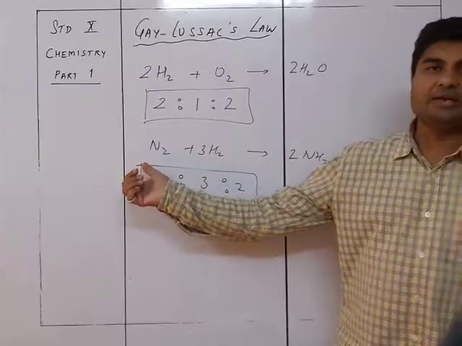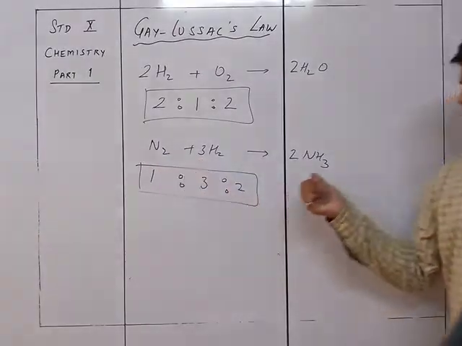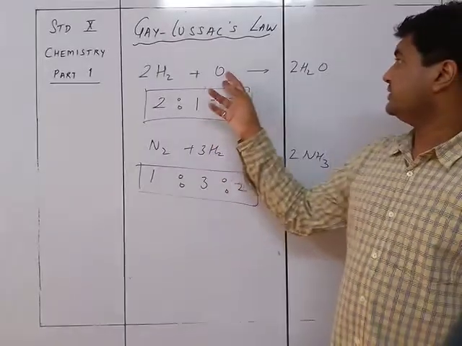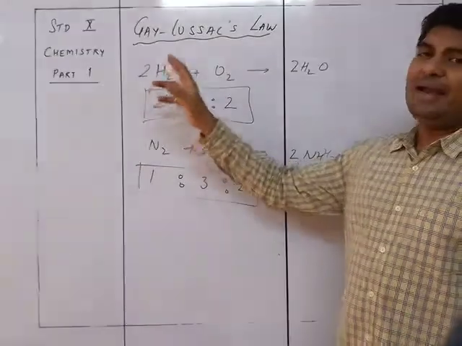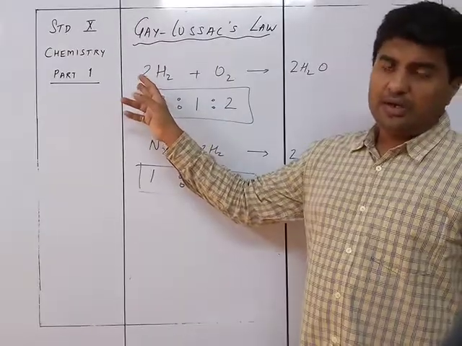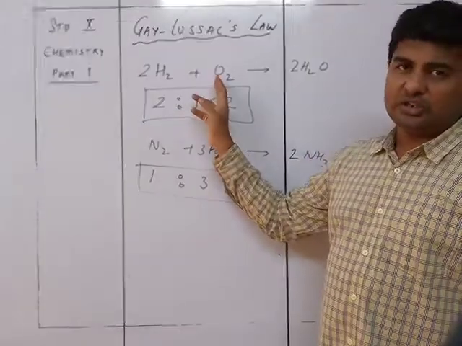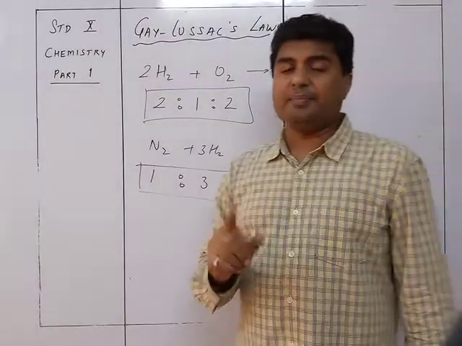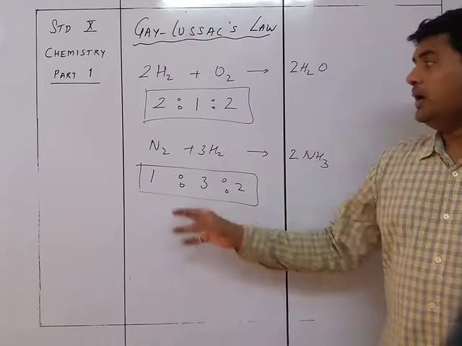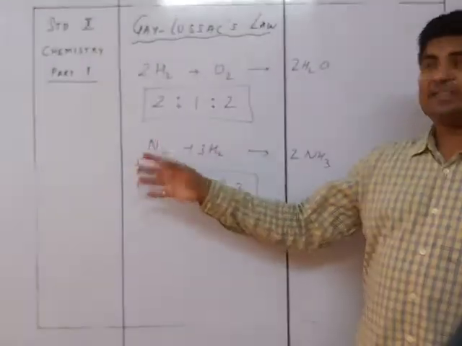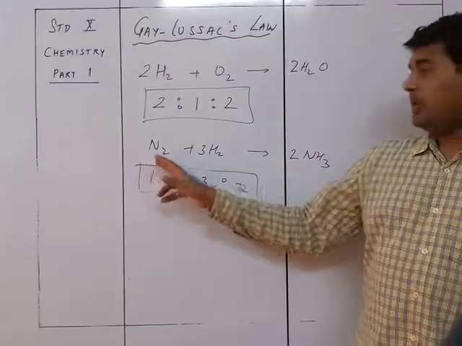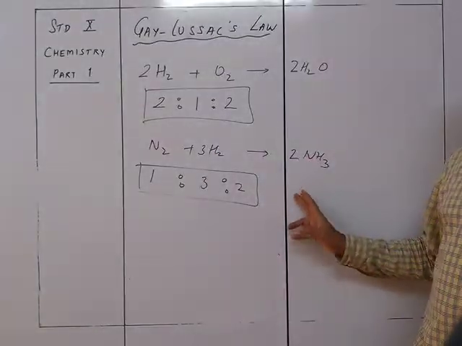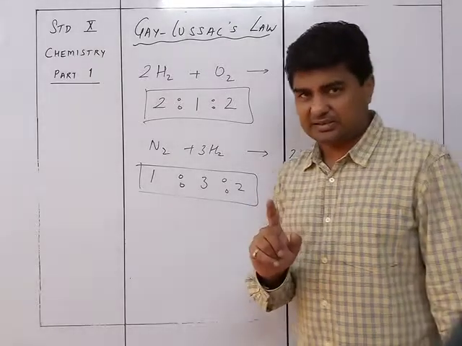If I take 10 liters, this will be 30 liters and this will be 20 liters. Like if I take 20 liters here, then this will be 10 liters and this will be 20 liters. So 20 liters of hydrogen reacting with 10 liters of oxygen will give me 20 liters of water vapor at the same temperature and pressure conditions. Similarly, 5 liters of nitrogen with 15 liters of hydrogen is going to give me 10 liters of ammonia gas.